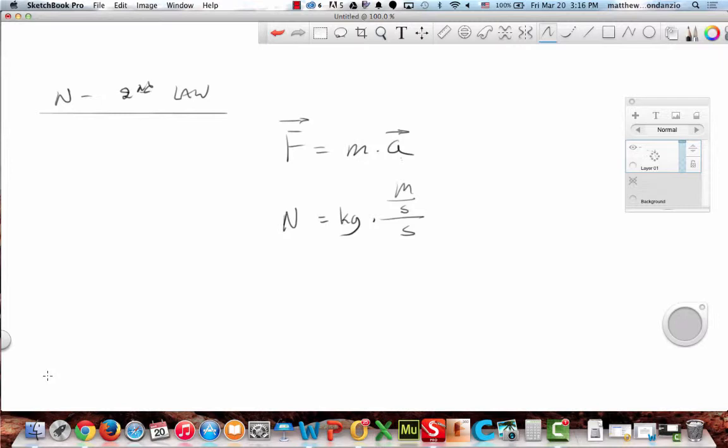What it means is it will take 1 Newton of force to take 1 kilogram of mass and change its velocity 1 meter per second every second. I'm going to say that again. It takes 1 Newton of force to take 1 kilogram of mass and change its velocity by 1 meter per second in 1 second of time.